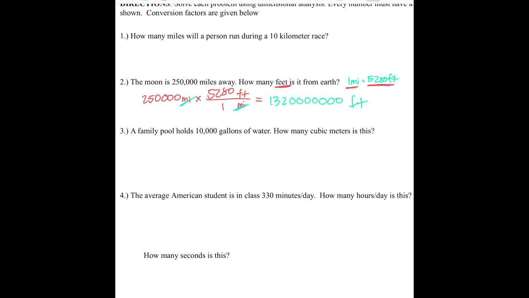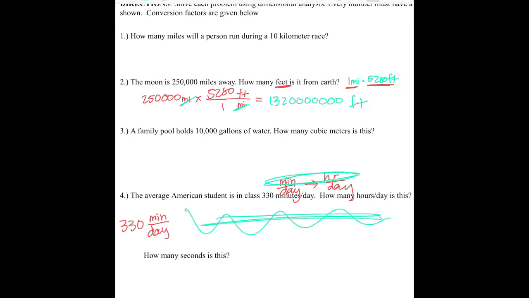Oh, let's do number 4. This one is crazy. Okay. So the question on number 4 is, I have 330 minutes per day. All I did was change the fraction from a slash to having the numbers on top of each other. And the question wants minutes per day to hours per day. If you notice, we're only changing this top one. So I'm going to skip this one, because this one says how many seconds is in this.